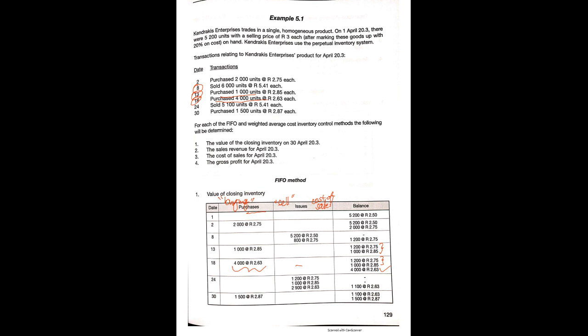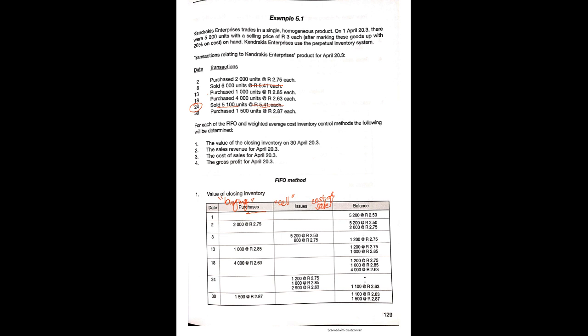So we're done with the transaction on the 18th as well. We can now look at the next one. Okay, then the next one is that on the 24th, you had sold 5,100 units at 5.41. Again, we are not concerned with those selling prices. We are recording it at its cost. So when it's issued, when it's sold, it is on the first in, first out basis.